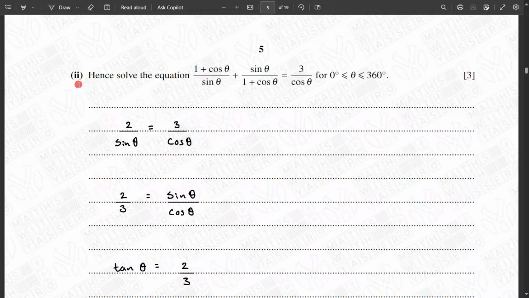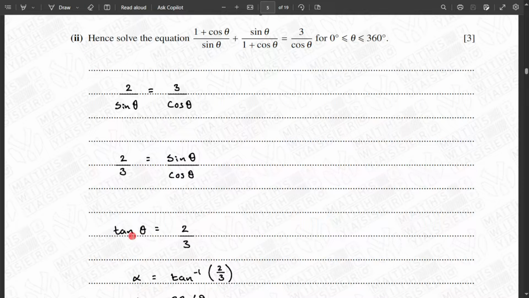In part 2, it says, hence solve the equation (1 plus cos theta) over sin theta plus sin theta over (1 plus cos theta) equals 3 over cos theta. We have already found that the left hand side can be written as 2 over sin theta. So we can say that 2 over sin theta is equal to 3 over cos theta. So if we cross multiply, we will get 2 over 3 is equal to sin theta by cos theta. The reason we did that is so that we can have this as tan theta. So sin theta by cos theta is tan theta. That means tan theta is equal to 2 over 3.